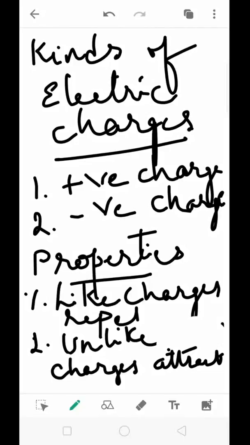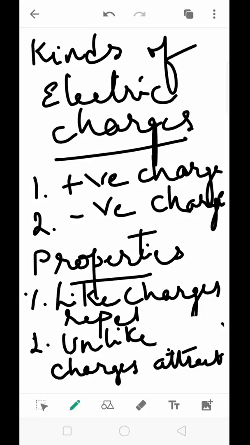Now, let us see the different kinds of electric charges. What are the different kinds of electric charges? We know very well there are two kinds of electric charges. One is positively charged and the other is negatively charged. So, there are only two kinds of electric charges, positive and negative.